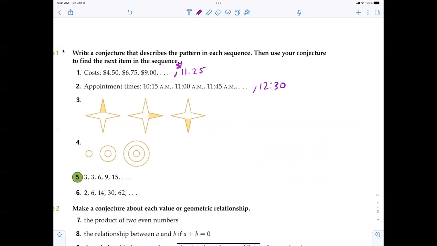I was surprised the other day. I was hearing some kids talk about AM and PM and they were confused. It's 12:30 what? PM.